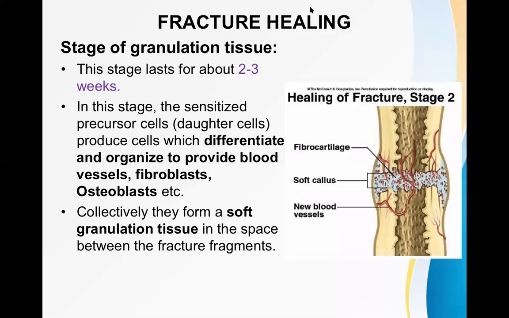These are the important areas, and sometimes they are even differentiated from the blood itself, the hematoma itself. So these daughter cells differentiate and organize to provide blood vessels, fibroblasts, and osteoblasts. All of these are very essential in the formation of granulation tissue in the beginning, and later on that granulation tissue will form callus.